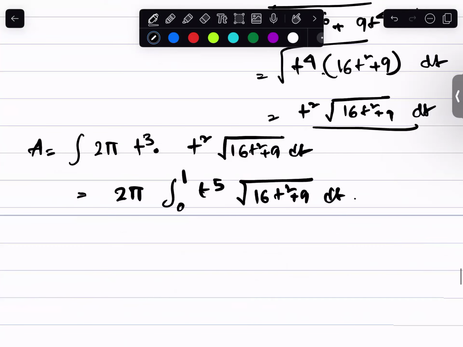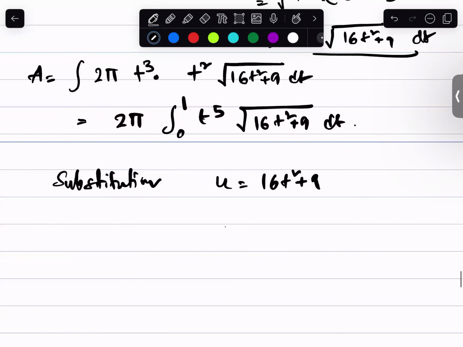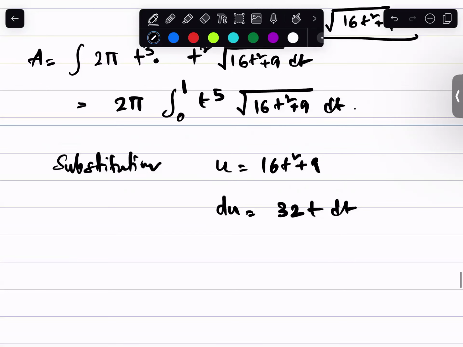Okay, now we have to use substitution. So if I substitute u as 16 t squared plus 9, then my du will be just 32 t dt, right? And t to the 5 dt will be (u minus 9) over 16.